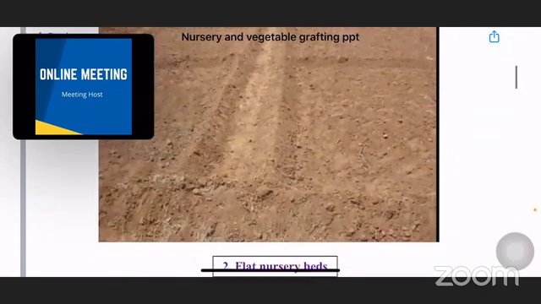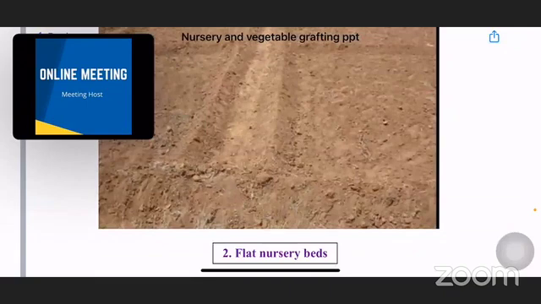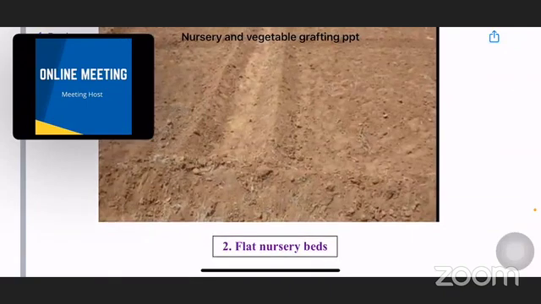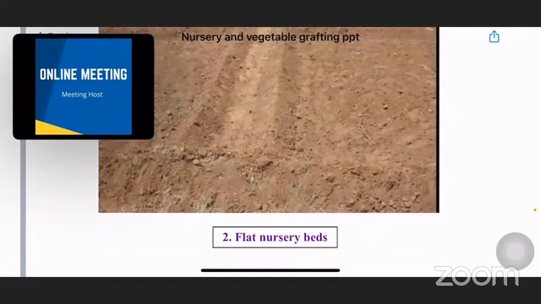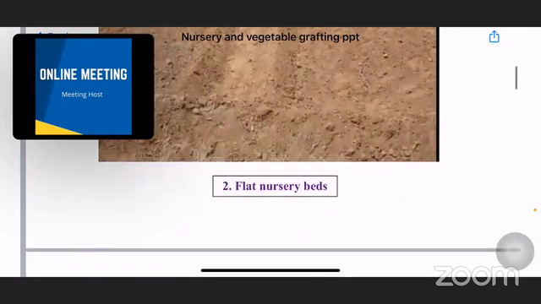Then this is the flat nursery bed. These beds are usually prepared during the spring and summer when there is no risk of rain, and where light sandy soils to sandy loam soils are present. In those areas this type of bed is suitable, and there is no problem of water stagnation. Where water stagnation is not there, this type of nursery bed can be prepared.